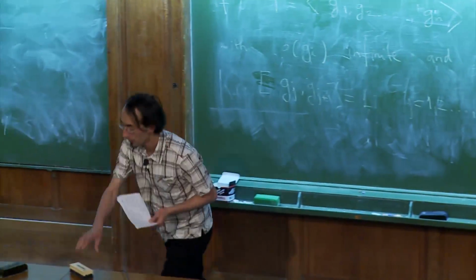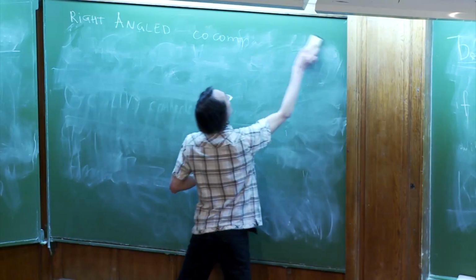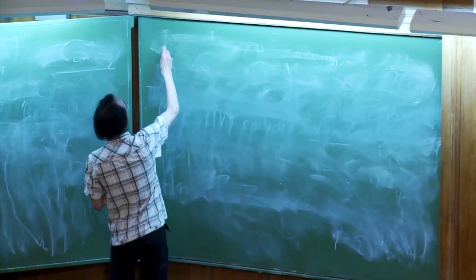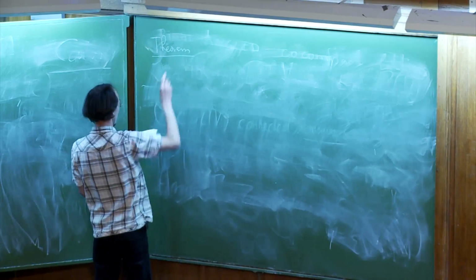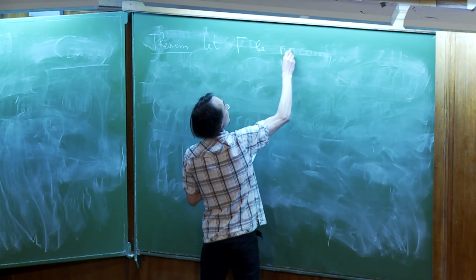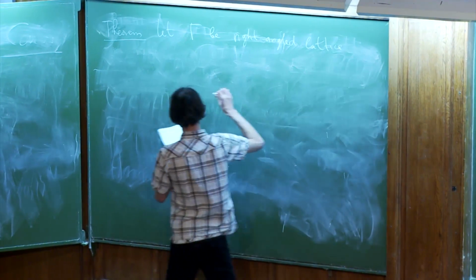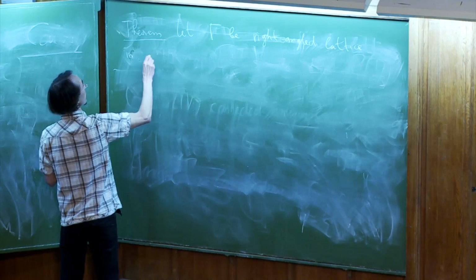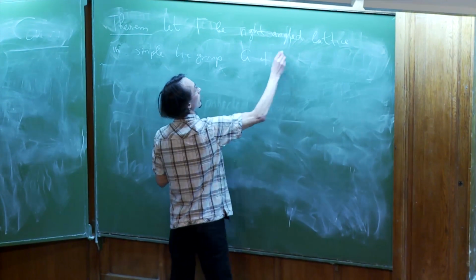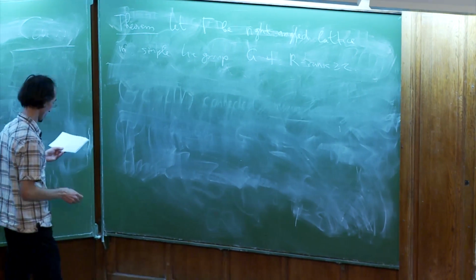Okay, so here's our theorem that we proved. Before I go on, I want to state what we've proved. Now suppose that gamma is a right-angled lattice in a high-rank simple Lie group G of real rank at least 2. Yeah, by high rank I mean real rank at least 2.